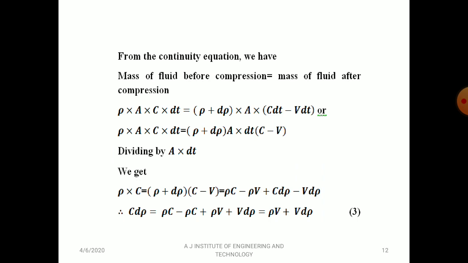get rho into C, as you can cancel A dt from the left hand side. Rho into c equals rho plus d rho into c minus v. You can multiply c minus v inside rho plus d rho. So that becomes rho c minus rho v plus c d rho minus v d rho. Therefore you can make the rearrangement: c d rho equals rho c minus rho c plus rho v plus v d rho. You can cancel the rho c term here. So the remaining terms are rho v plus v d rho. I will take it as expression 3.